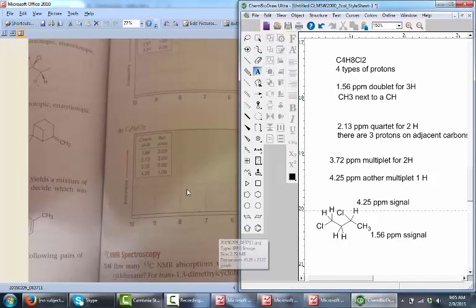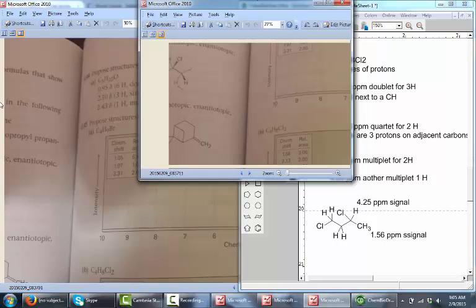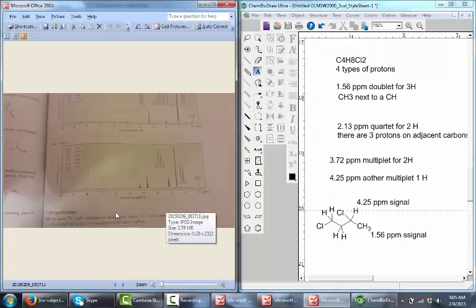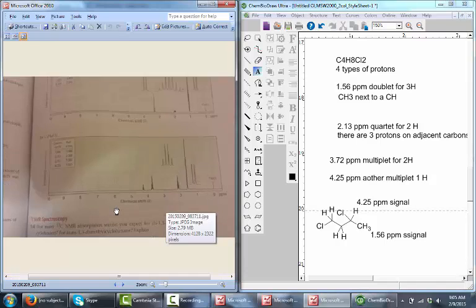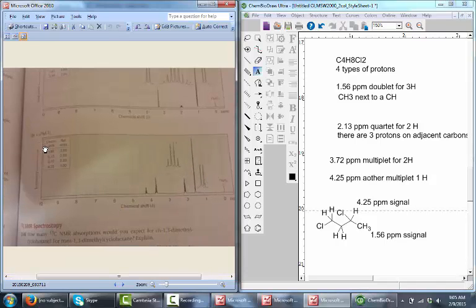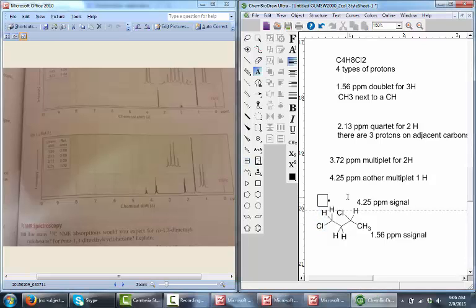Okay, and I can go back to my NMR spectrum and see if that structure makes sense. So again, let's see if we can zoom in so we can look at both of these at once. The signal at 1.56 ppm, that's this CH3. The 4.25 is this H. Okay, this CH2 is going to be at 2.13, and then this CH2 here, which is closer to a chlorine, is going to be less shielded. Okay, so that one's going to be at 3.72 ppm. Okay, and again, this CH2 is going to be at 2.13 ppm.